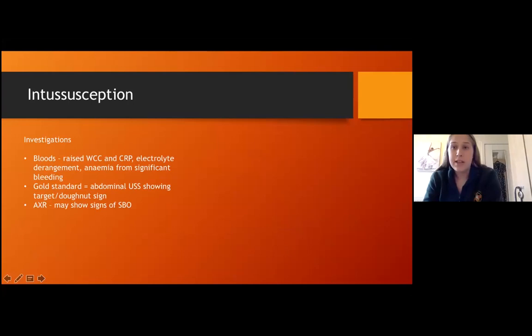So this one, similarly to appendicitis, you're going to get your raised inflammatory markers, your electrolyte derangement because they're dehydrated, and if they've significantly bled with the blood in the stool, they may have some anemia as well.